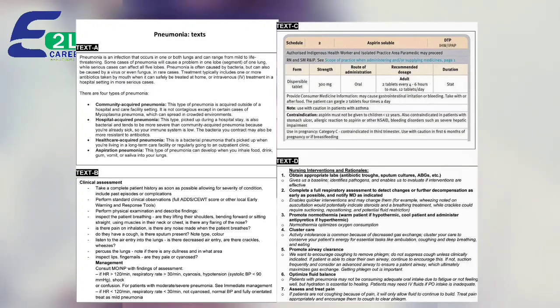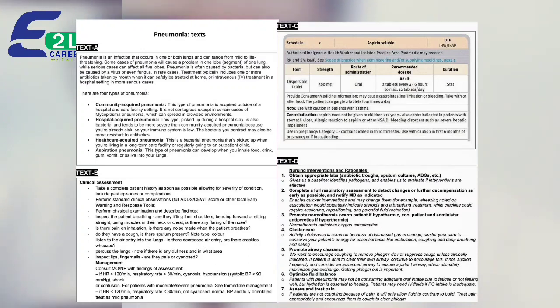Now we'll move on to text D. In text D they gave 7 subheadings, and the main heading is nursing interventions and rationales, right? Some of the planning they are telling us is what we need to do during hospitalization, and also what we have to advise when the patient goes back home. So we'll just read those subheadings.